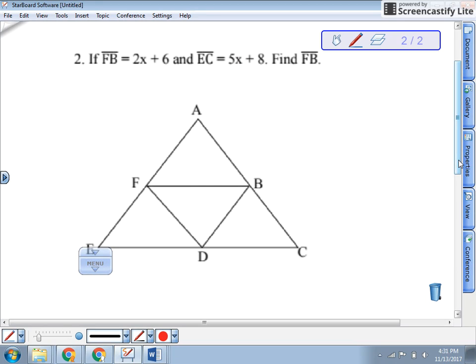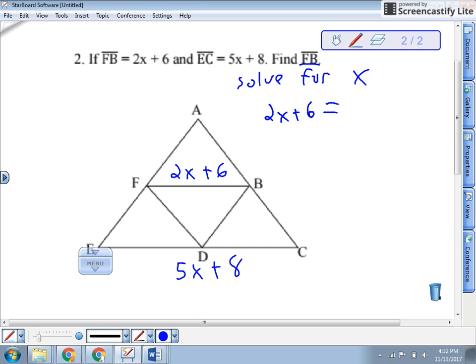So if FB equals 2x plus 6, so I'm going to write that in, 2x plus 6, and EC equals 5x plus 8. So this right here equals 5x plus 8. We want to find FB. Well, the first thing we got to do is solve for x. Now, here's what a lot of people want to do. They want to set them equal to each other. They want to say 2x plus 6 equals 5x plus 8. That's a good idea, but we just said mid segments are not equal. You can see that this distance is clearly shorter than this distance. They're not the same.